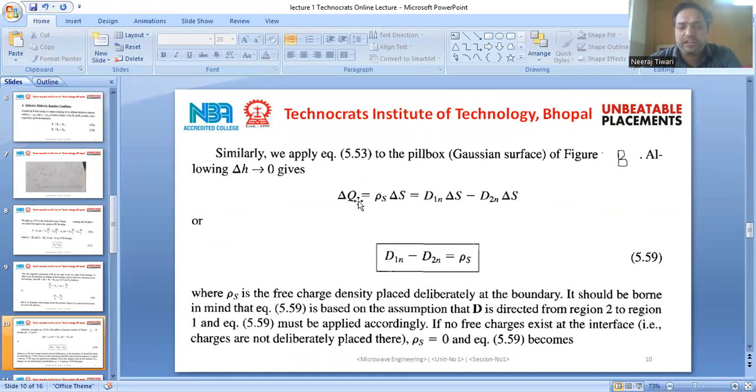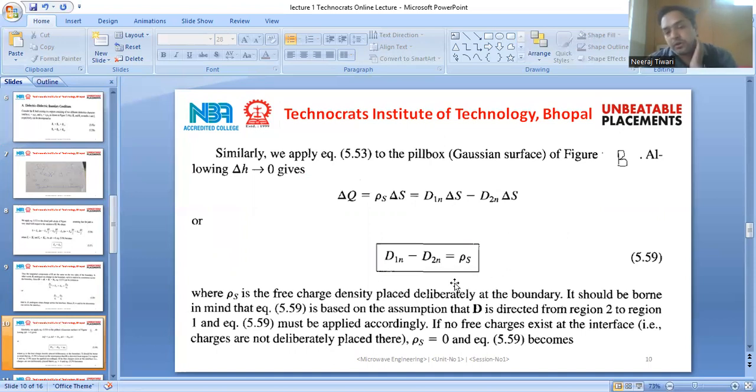What is Gauss law? It's D dot dS equals Q enclosed, and Q enclosed is written as delta Q, which is rho s into delta S. And finally, you can write Gauss law as D1n into delta S minus D2n into delta S, from the previous figure that I told you. So if you simplify this equation, you get D1n minus D2n equals rho s. What is rho s? Rho s is the surface charge density.